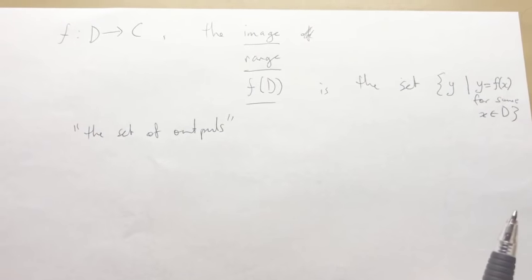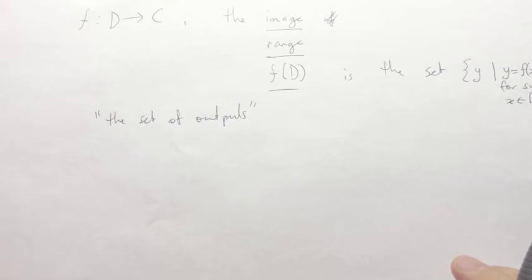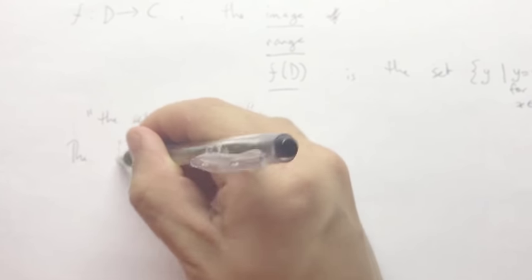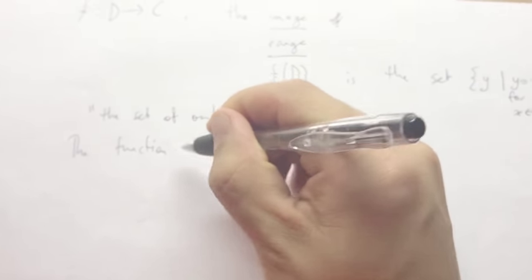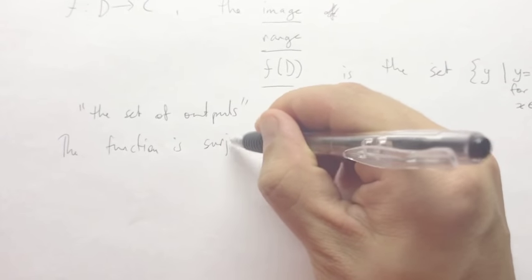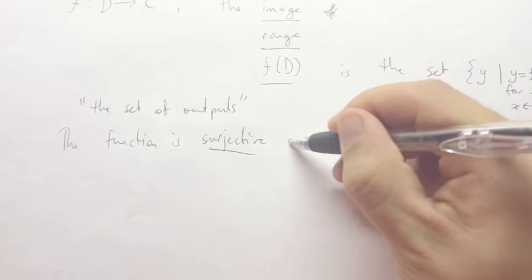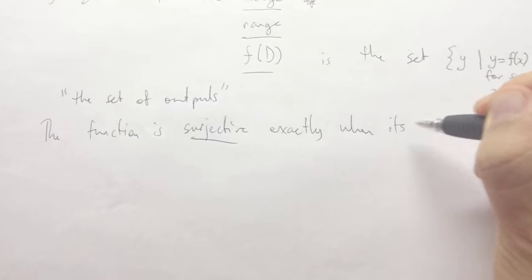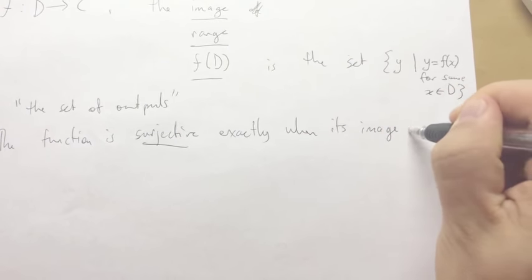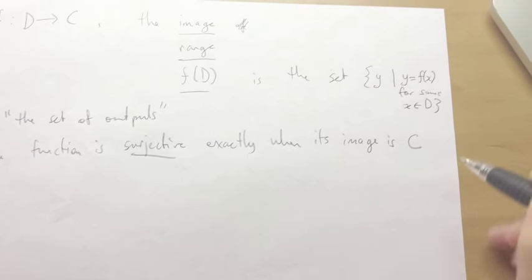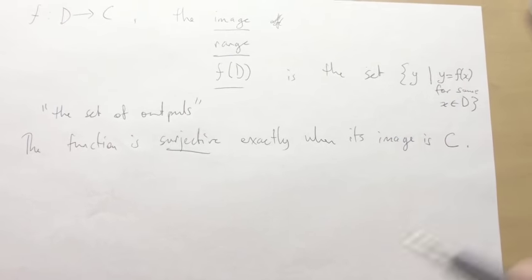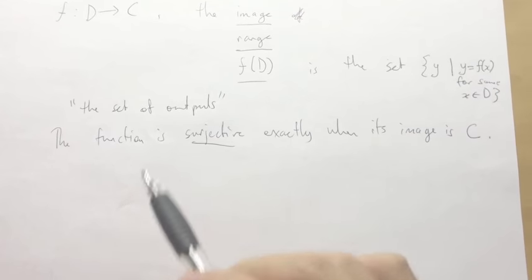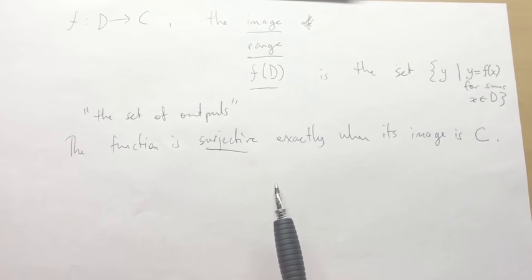And to relate this a little bit to our earlier thing, the function is surjective or onto exactly when its image is all of C. Okay, so the image is always a subset of C, and when it's all of C, the function is surjective.